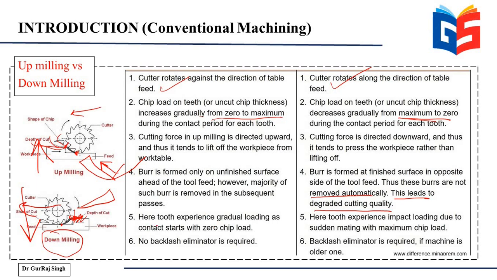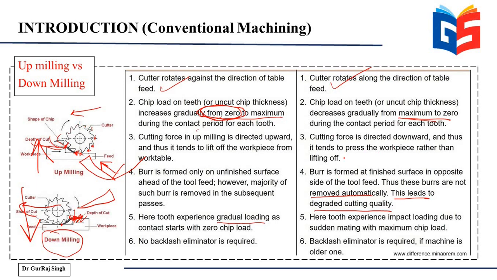So next, the tooth experiences gradual loading as contact starts with zero chip load. So you see that in this case of up milling, this is the tooth, and these are the different teeth of the milling cutter. They will experience gradual loading because initially the load is zero. So it increases slowly, and it does not exert a lot of force on these teeth.